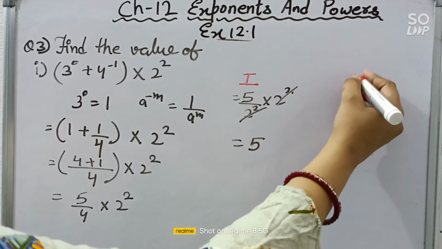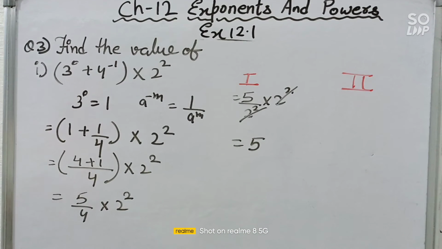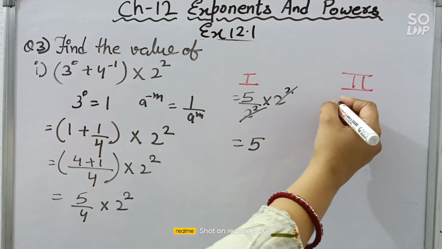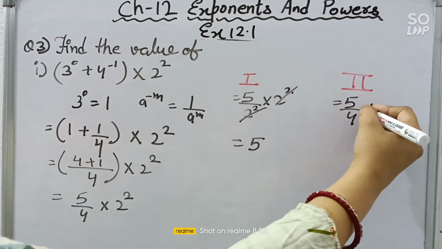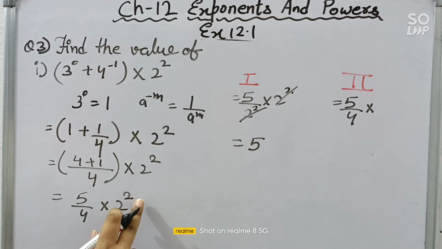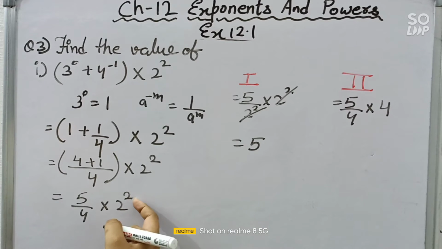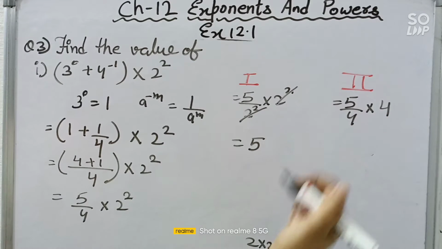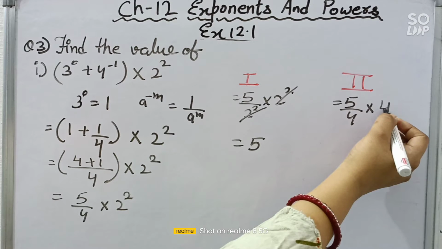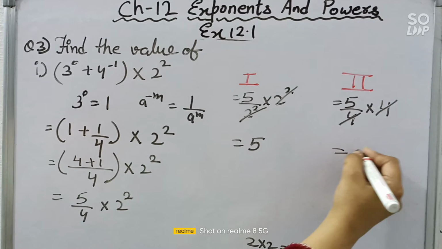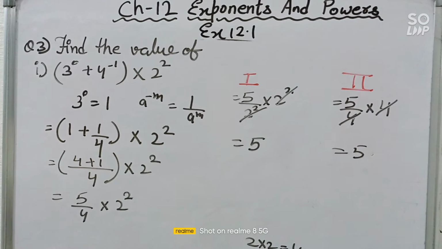Right? Second way, if you write 2 raised to the power 2 in terms of its value, so 2 raised to the power 2 means 4, because square of 2 is 2 multiply 2, which is 4. So we will write here 4. Now this 4 is here and this is here. We can cancel it out and our answer will become 5. So the answer is the same, only the method for calculation is different. You can choose any one of the methods.